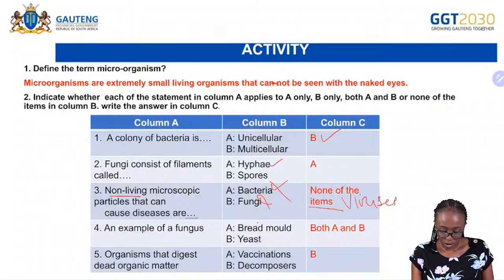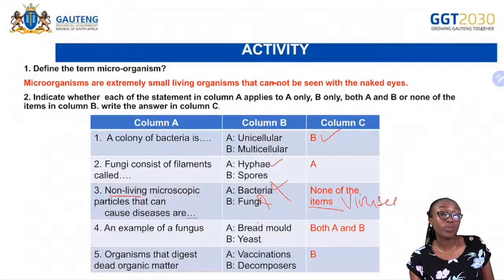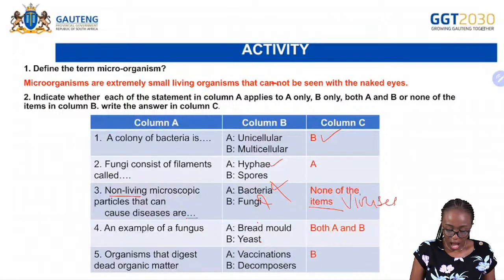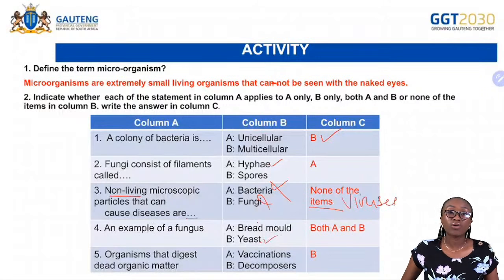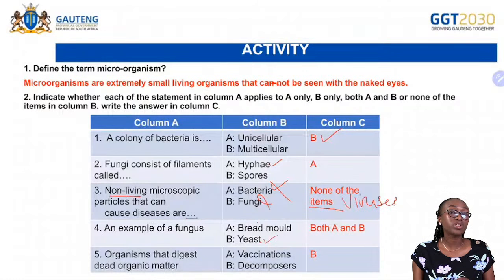Number 4, an example of a fungus. Is it bread mold or yeast? It is actually both. Bread mold and yeast are examples of fungus. Yeast is microscopic, whereas bread mold is macroscopic. We can see it with the naked eye. I'm sure you've seen bread mold at home when your bread goes off or when it goes bad, and then bread mold starts to grow on it.